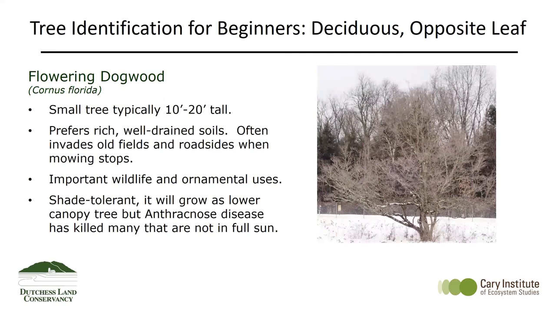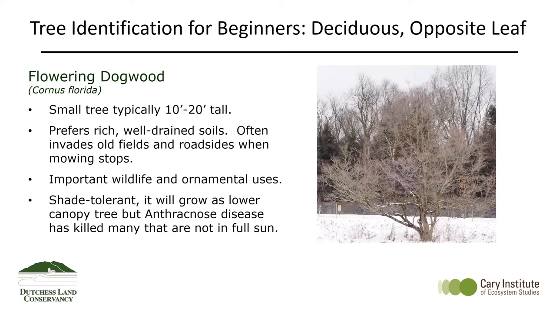That was the tree we were going to look at with the very stout limbs and stout twigs. Now we'll move on to those that have slender twigs. And the first one we're going to talk about is flowering dogwood. Flowering dogwood is a small tree, typically 10 to 20 feet tall.